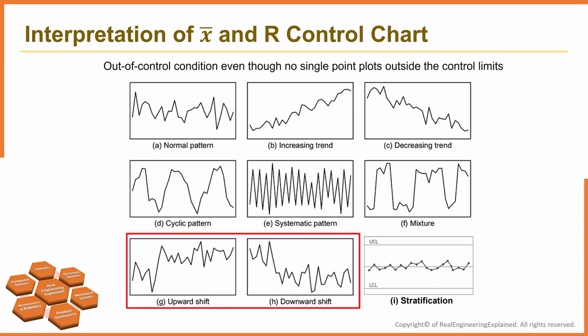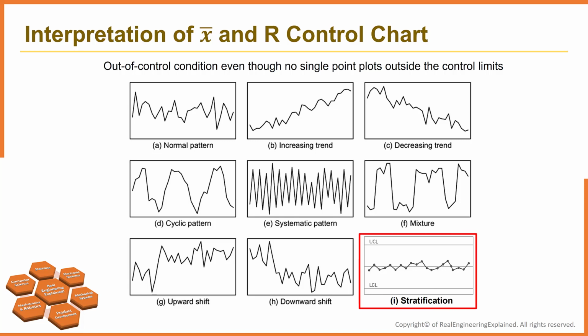Upward or downward shift in process level is another pattern, which may result from the introduction of new operators, or changes in method, raw materials, or machines, a change in the inspection methods or standard, or a change in either the skill, attentiveness, or motivation of the operators.